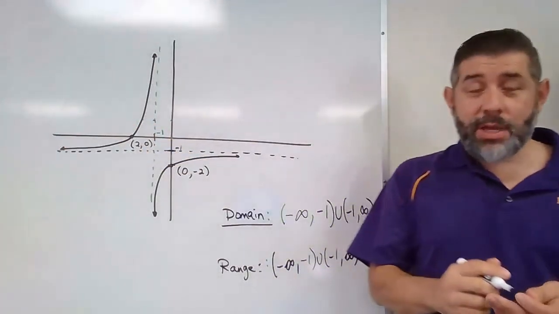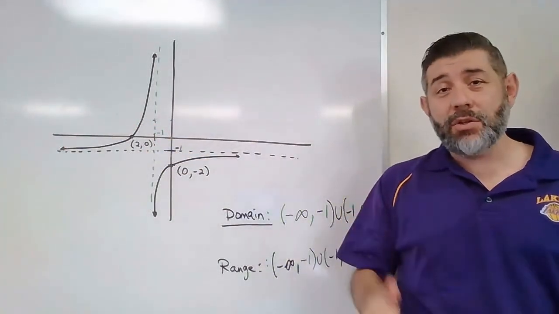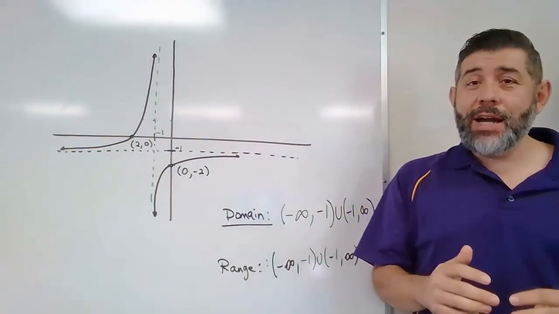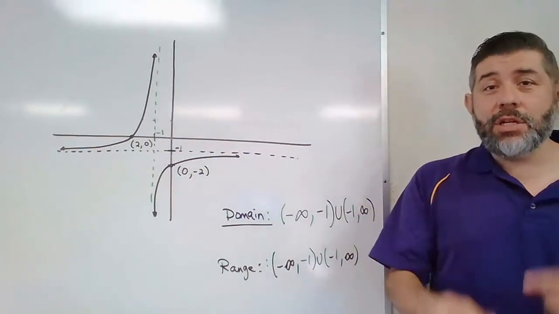All right, so you got two examples there, one with a piecewise, another with a rational. Hopefully that makes sense for how you do domain and range graphically.